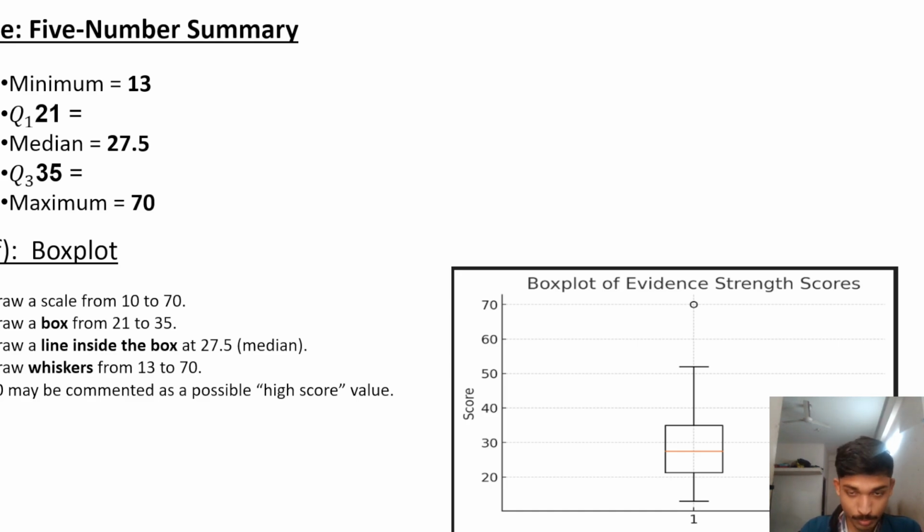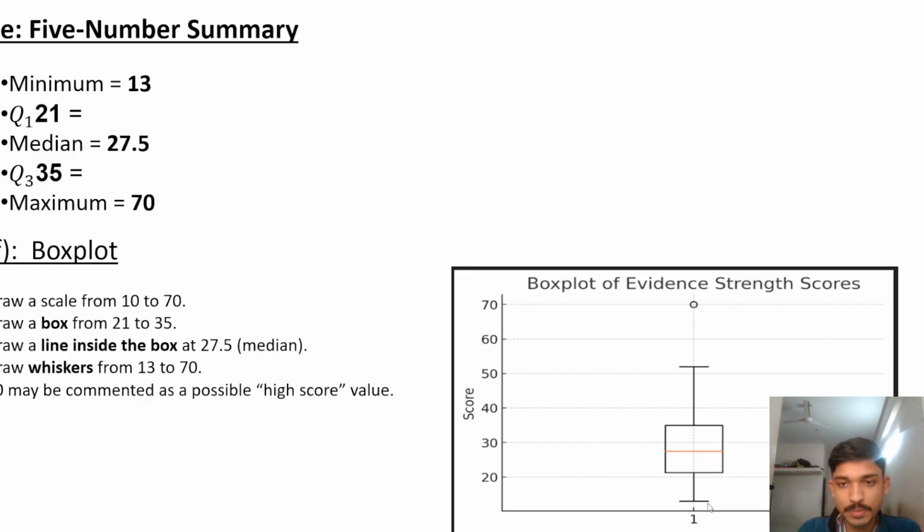So how is the box plot designed? We measure the score on the y-axis, and we draw a scale from 10 to 70. Draw a box from 21 to 35. Why? Because 21 is quartile 1 and 35 is quartile 3, so we draw a box between these numbers. And we draw a line inside that box. Why? Because the median, which is 27.5, lies in the middle of the box, and it is shown by the red line. Draw whiskers from 13 to 70.